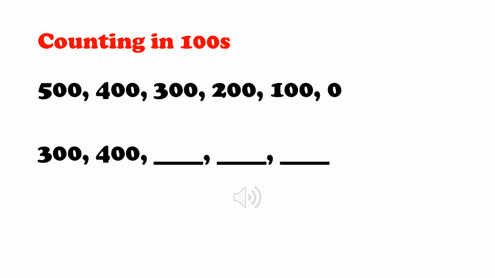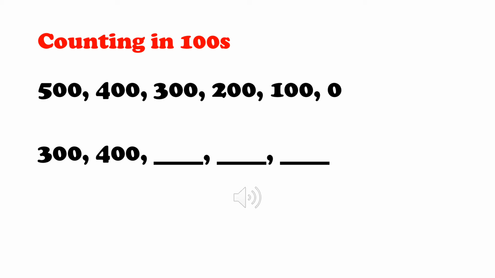On this slide, you will see that we're going to be counting in 100s. The first sequence is 500, 400, 300, 200, 100 and then 0. What do you notice about this sequence? Remember we talked about whether something's ascending or descending. Which one would you say this is?